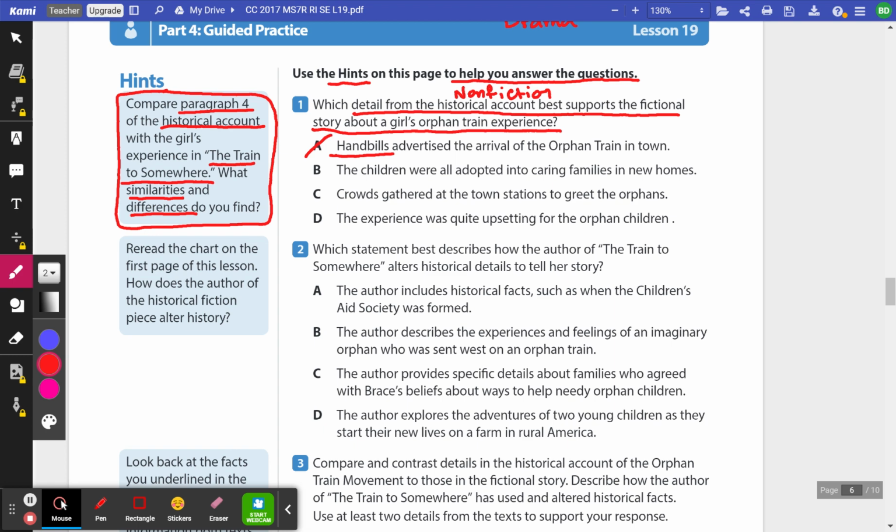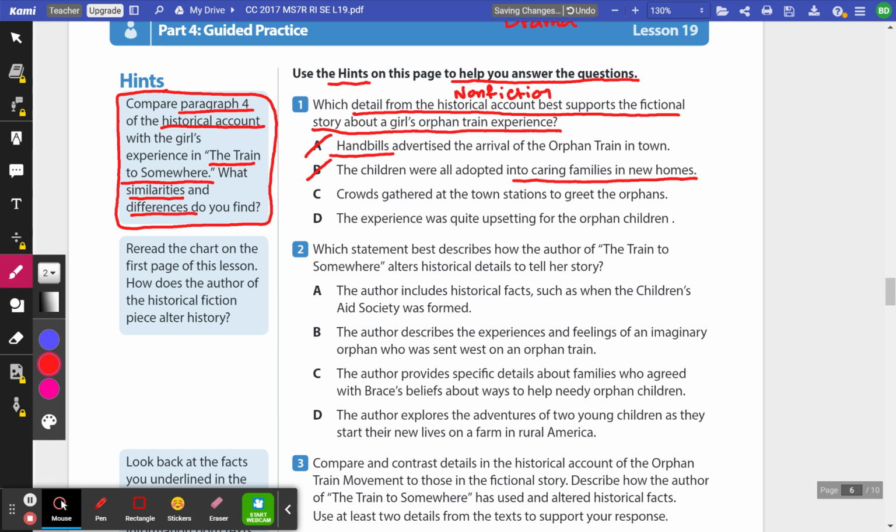So let's look at B. The children were all adopted into caring families in new homes. Well, if you think back to this detail in the historical account, we know based on what that passage told us, not all children went to homes that loved and cared for them. That passage said that some kids were abused and some kids ran away because they didn't like their new family. So they didn't all get to go to caring homes. So we know that this is inaccurate. So this makes this answer choice incorrect. So I'm going to eliminate answer choice B.